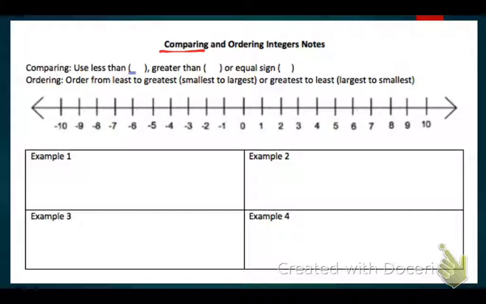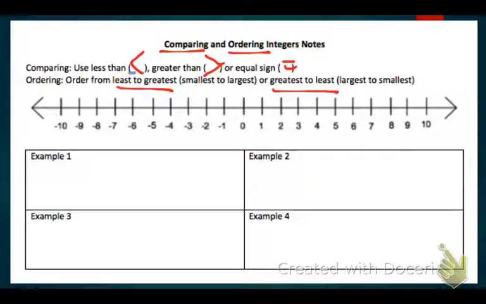Alright, again, this is two things. We are comparing and ordering. When we compare, that means we use the less than symbol, which has the arrow pointing to the left, and the greater than symbol, which has the arrow pointing to the right, and the equal sign, and you already know what that is. Ordering, however, means you're going to have a set of numbers, or in this case integers, and you need to be very careful and read directions, because they might say least to greatest, which is obviously smallest to largest, or it might say greatest to least, so you're going to start with the biggest number first.